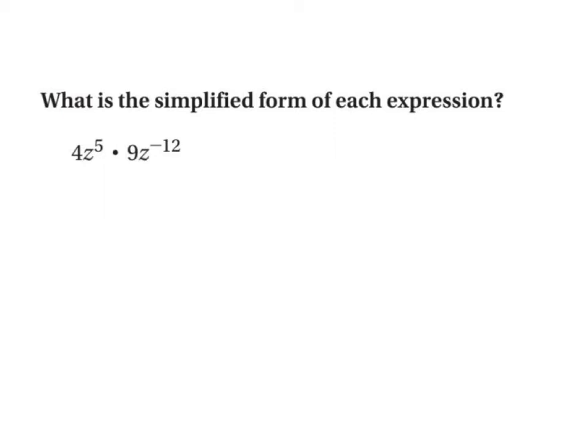Again, similar to what we saw yesterday, we have multiplication, we have different values. So remember, order doesn't matter. So this could be 4 times 9 times z to the 5th times z to the -12. So 4 times 9 is 36, and then we have z to the -7.